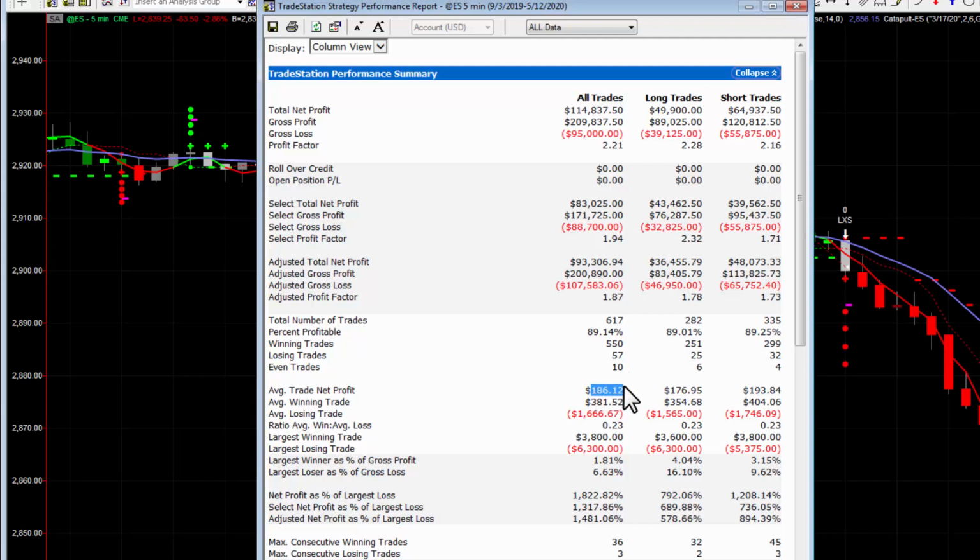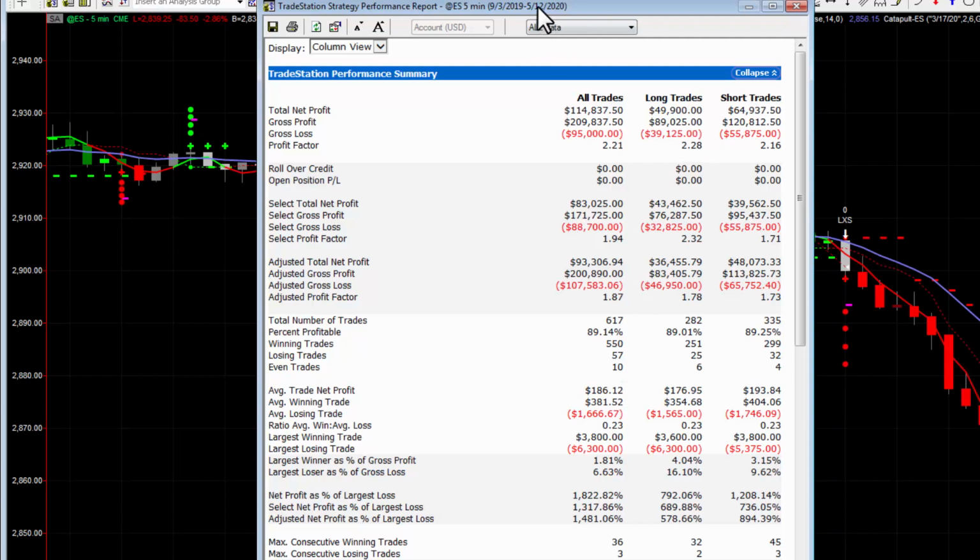$186 average net profit per trade. That's literally every trade you take, you can put $186 in your account because that's averaging losses and winners, all trades. That's your average. That's called the expectancy, and it's a very important number. Notice that the longs and shorts are fairly well balanced.